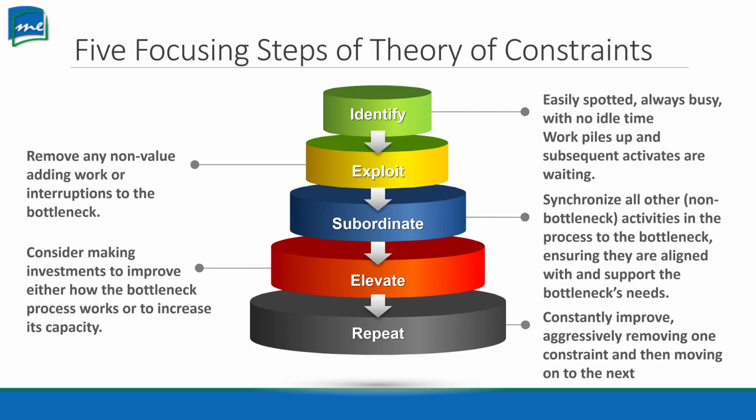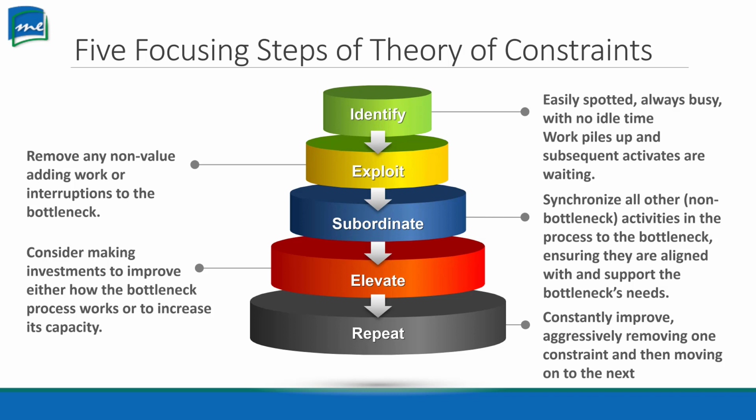So what are the five focusing steps of the theory of constraints? Well, we need to identify, exploit, subordinate, elevate, and repeat. So we need to identify our bottlenecks. Usually these are easily spotted. They're always busy. The worker there might be always busy doing something, doesn't have any downtime. And there's work backing up, meaning there's work in progress that's just waiting to be worked on.